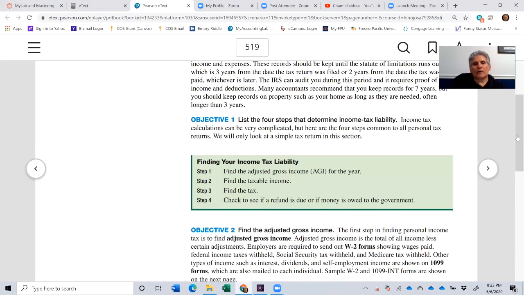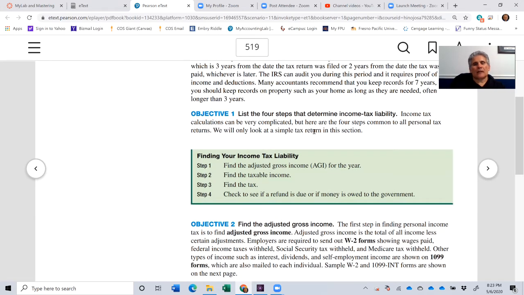Okay, so when we're talking about personal income tax, there are 4 steps to determine income tax liability. Liability is what you owe. The way we compute that is we first, step 1, find the adjusted gross income, or AGI. Step 2, find the taxable income. Step 3, find the tax. And step 4, check to see if a refund is due or money is owed.